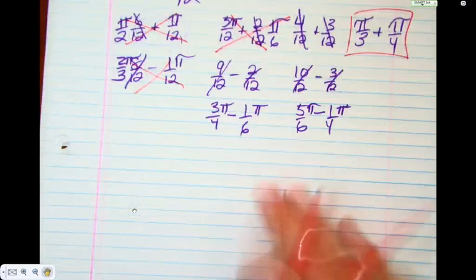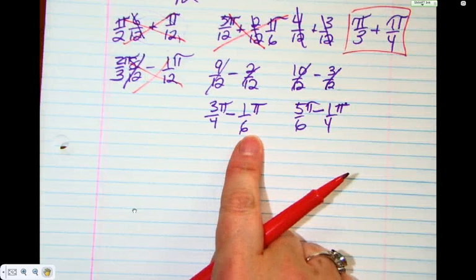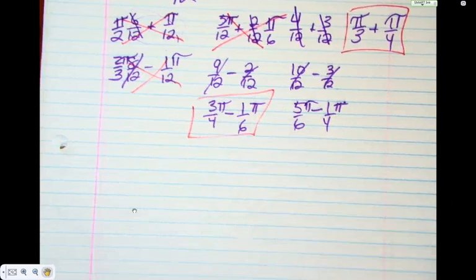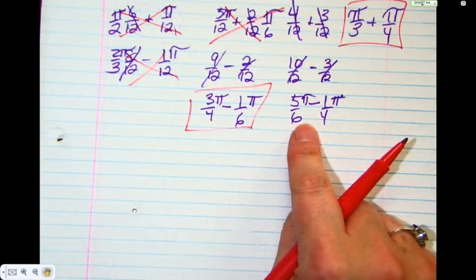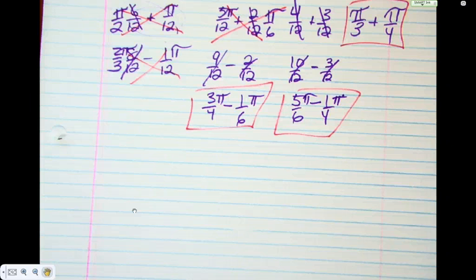No, that's not a great one. 3 pi on 4 and pi on 6? Yeah, I know both of those. That's a good combination. Do I know both of these? Good combination. And if I kept going to infinity, I'm going to have some good combinations and some not so good combinations. Are you still with me?